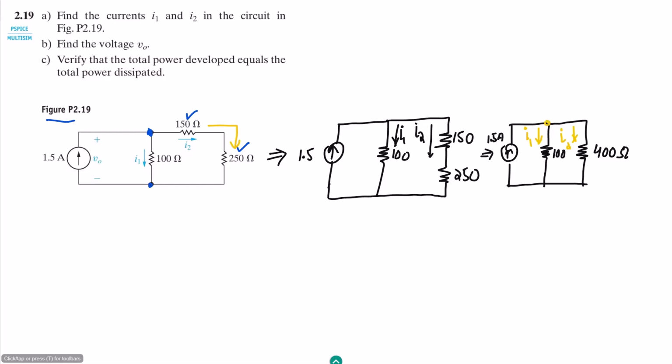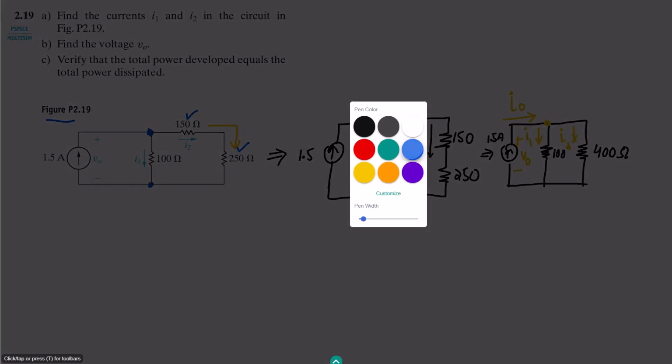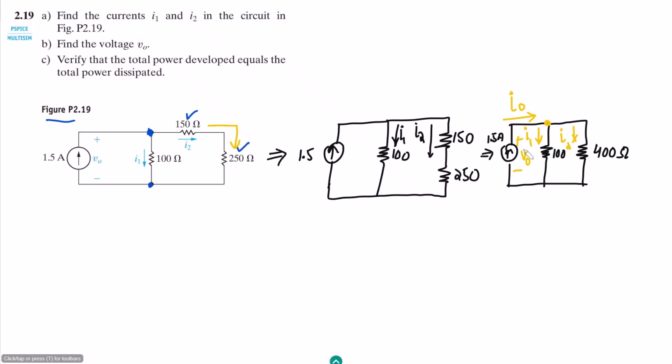Here we have this source current which is coming out of this, and this is I0. The value of I0 is 1.5 amperes, and the voltage V0 is here. Okay, so from this diagram we need to find all the values: V0, I1, I2, and all those values.